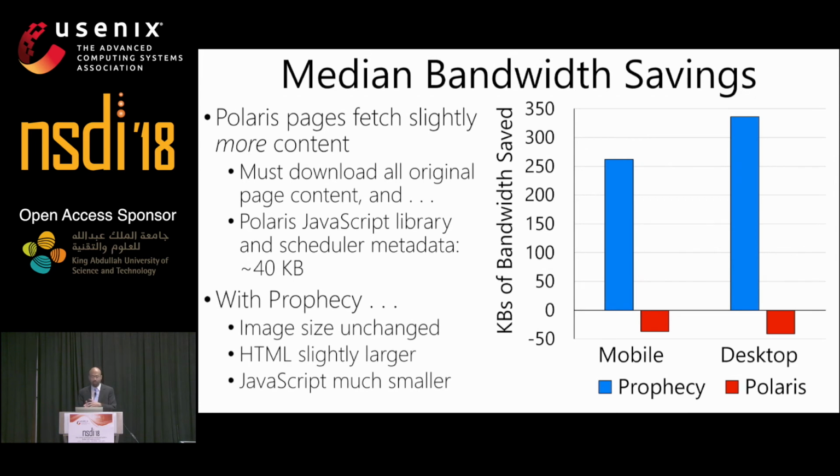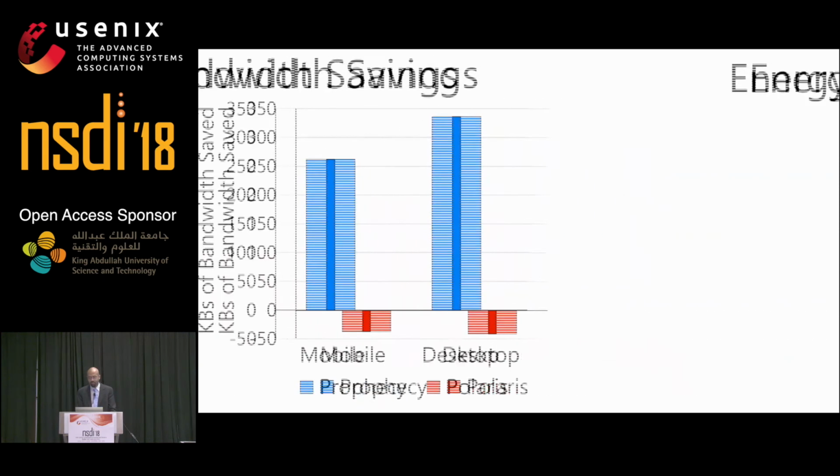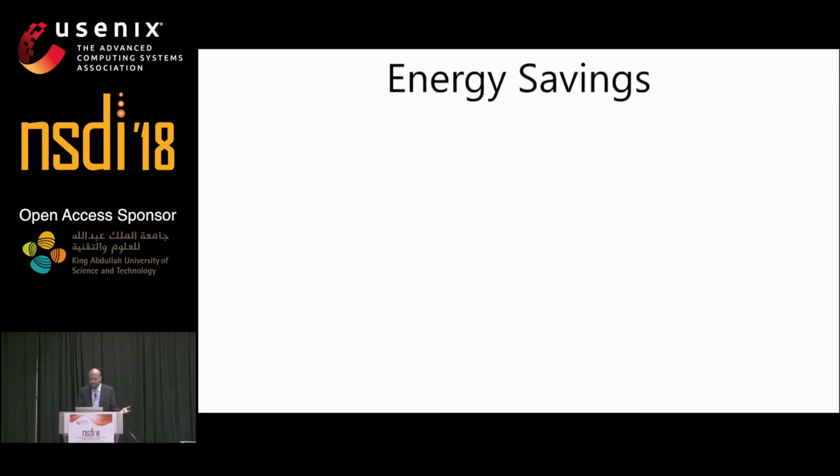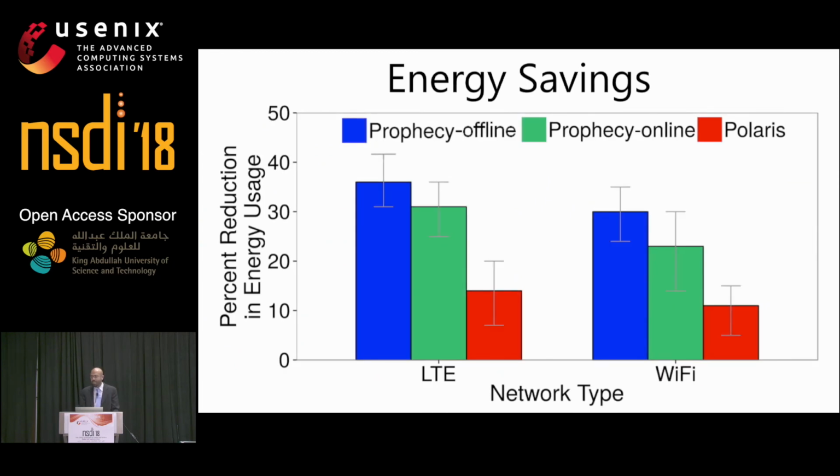In contrast, with Prophecy, image size is unchanged. HTML is slightly larger because we're inlining the style information, but JavaScript actually gets smaller by about 25% because of that intermediate computation that we're removing. And finally, in terms of energy savings, what do we see? Well, for a mobile phone using either LTE or Wi-Fi, we see very large savings, at least 2.3x or larger for both versions of Prophecy, both Prophecy Online and Prophecy Offline.